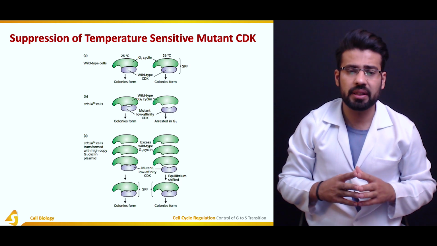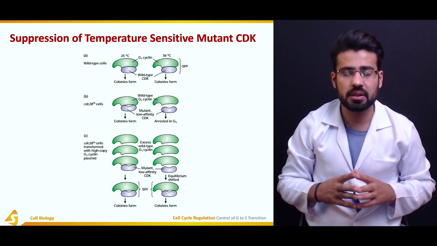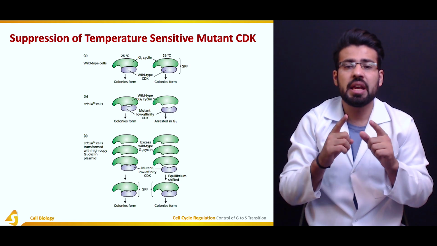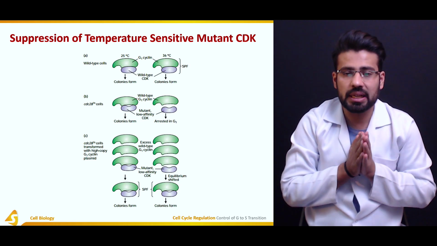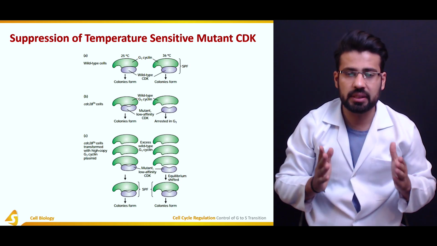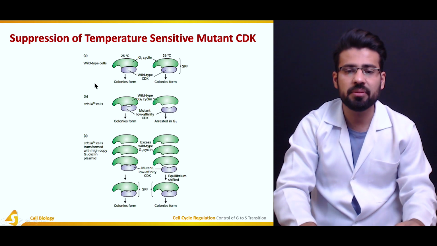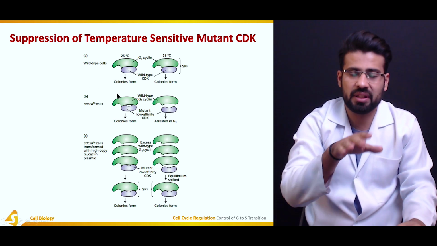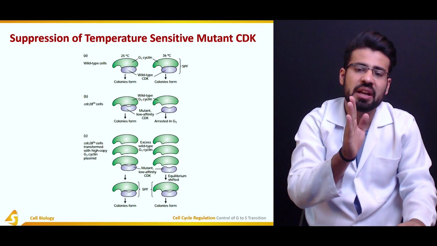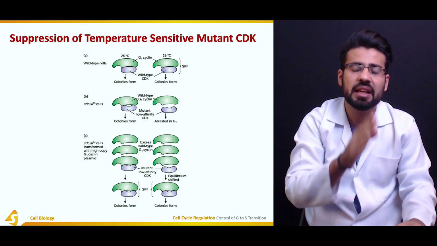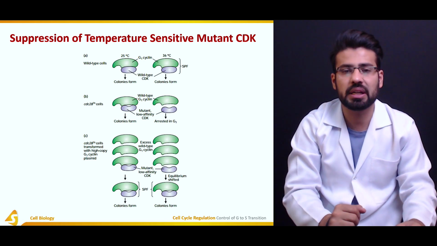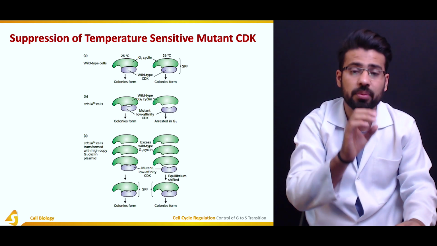Now, what happens when there is a mutation in the temperature-sensitive CDC28 cells? The wild-type G1 cyclin along with the CDK is going to grow at 25 degrees C because, of course, there is a mutation, but at low temperature this low-affinity CDK is going to bind with the wild-type G1 cyclin, and hence the colonies are going to be formed.